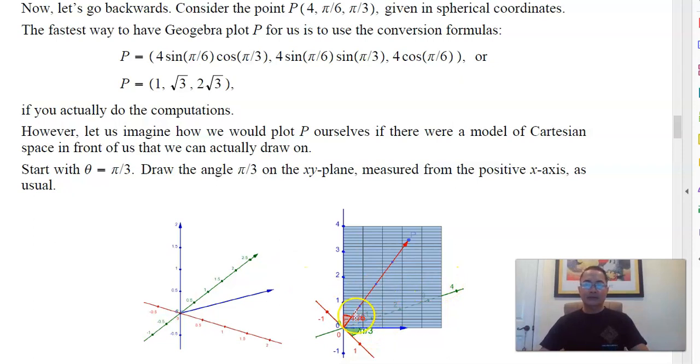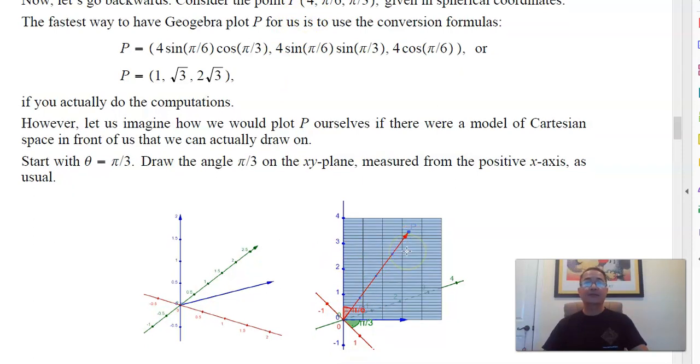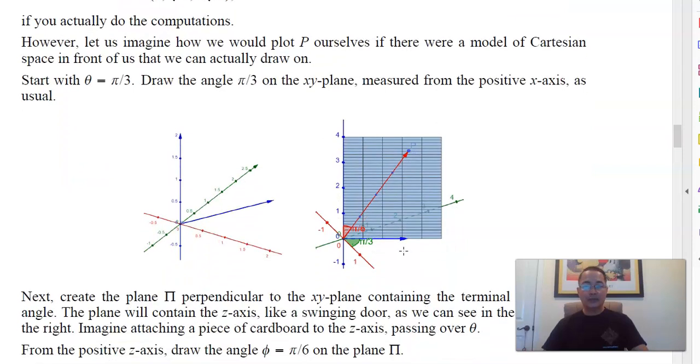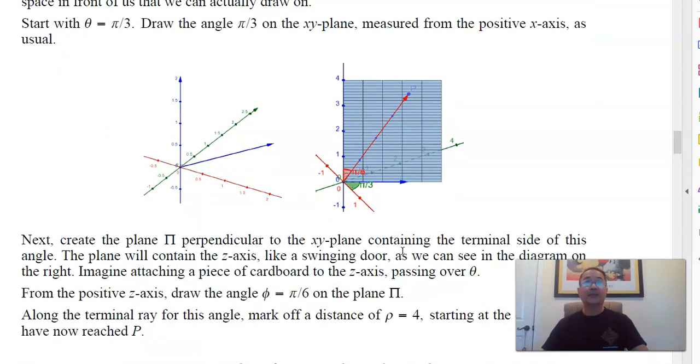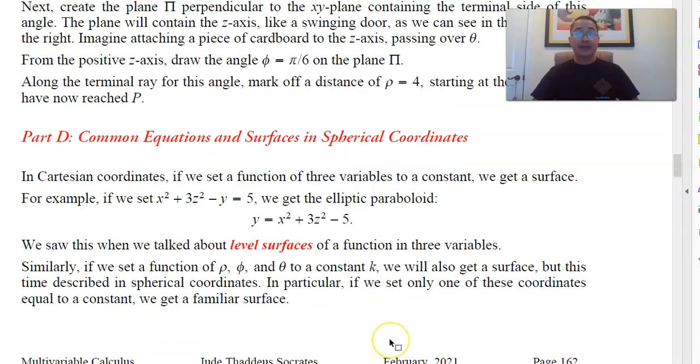So now we have this door. We can measure the angle phi, which is pi over 6. Measure that angle from the vertical, the z-axis, and then along that vector, mark off our rho, which is 4: 1, 2, 3, and 4. So that is where your final point is going to be.